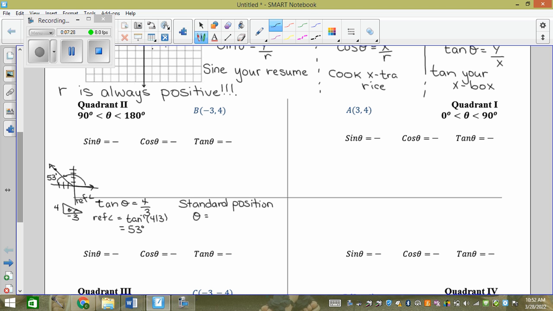Theta is going to equal 180 minus 53. So theta equals 127. So this angle here is 127.